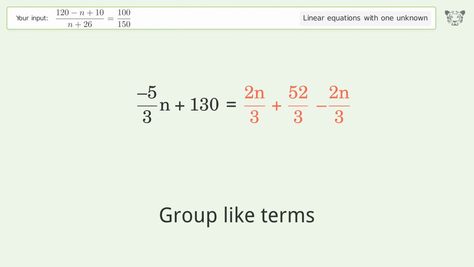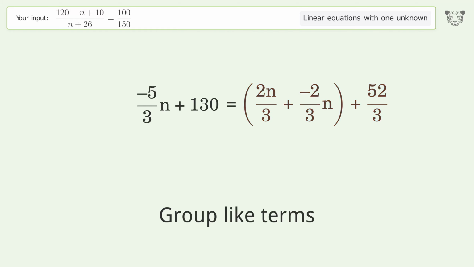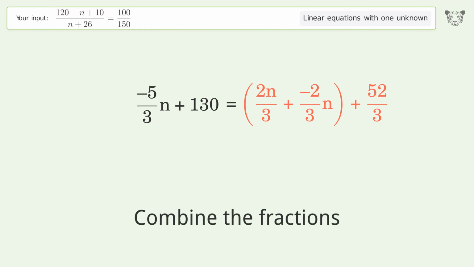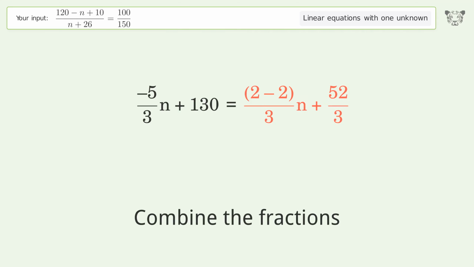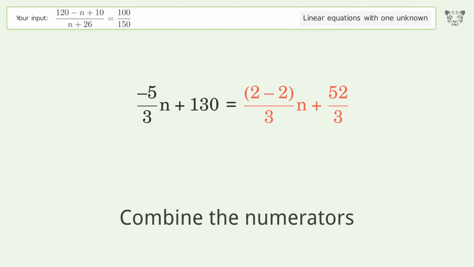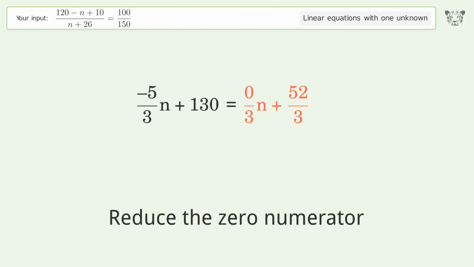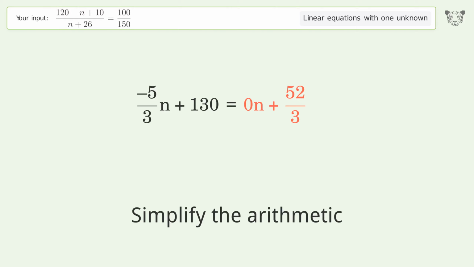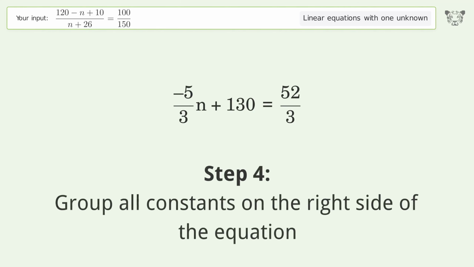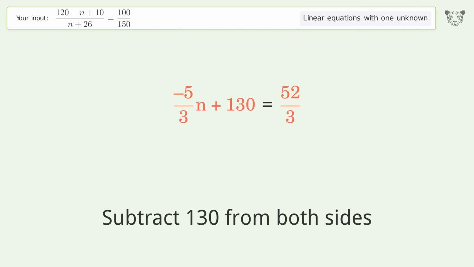Group like terms. Combine the fractions. Combine the numerators. Reduce the zero numerator. Simplify the arithmetic. Group all constants on the right side of the equation. Subtract 130 from both sides.